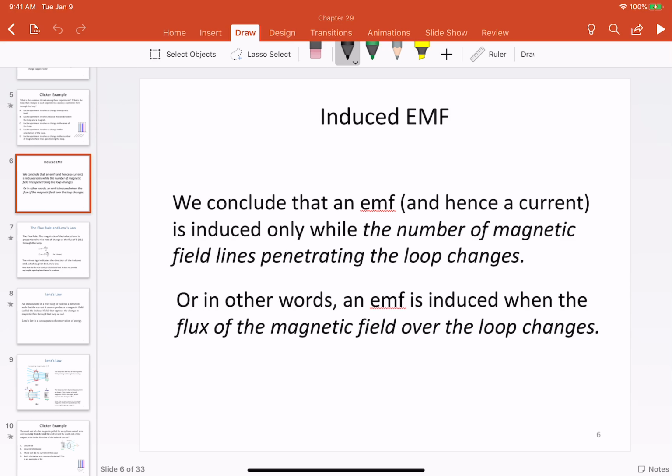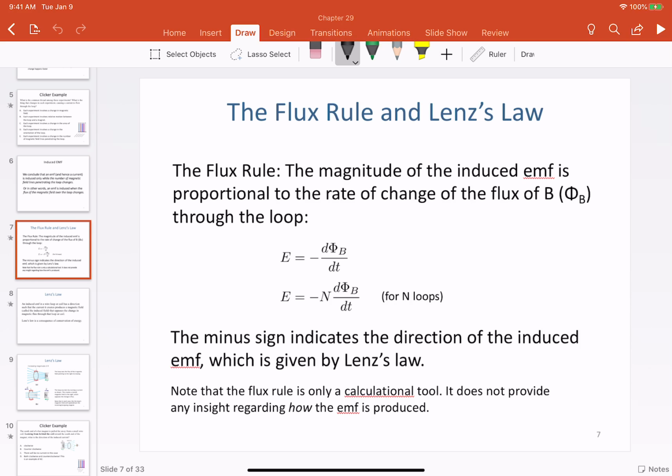So we therefore conclude that an EMF, and hence current, is induced only while the number of magnetic field lines penetrating the loop changes. In other words, you have an EMF whenever you change the flux of the magnetic field over the loop, right? Because the number of field lines is measured by the flux. So you get an EMF when the flux of the magnetic field over the loop changes. All right. Okay.